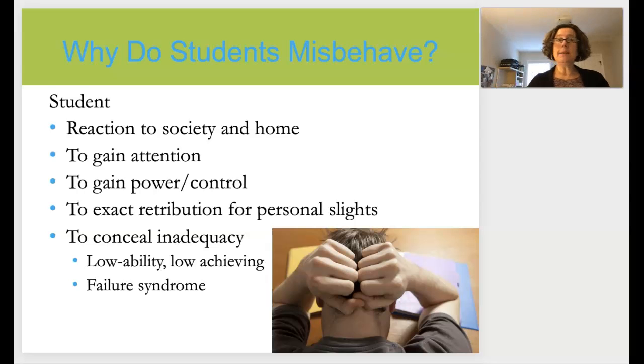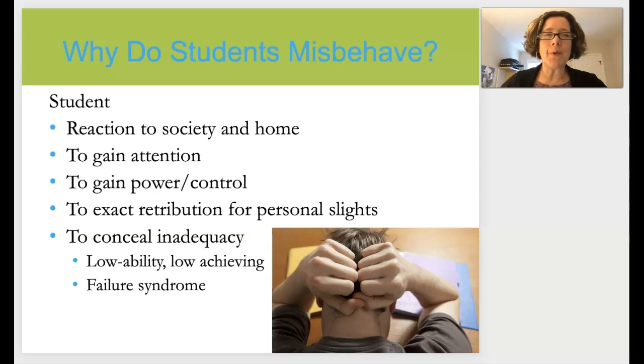Okay, and basically to conceal inadequacy. So misbehavior is sometimes a cover for feeling like a failure. Usually it's our low academic kids who act out, but again, think about how many positive academic experiences they have had.